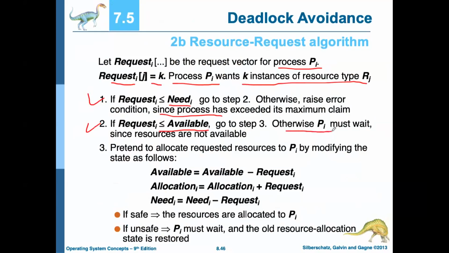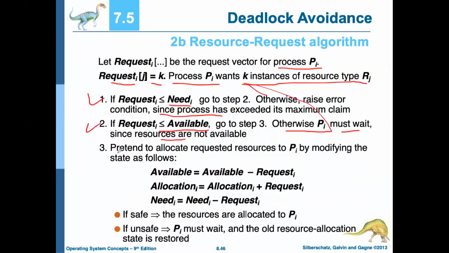Otherwise, Pi must wait. Is it Pj or Pi? It's Pi, because the i represents each process, so it doesn't matter, it's just the number of the process. That's the main thing: we need to go through each of the processes. Otherwise, Pi must wait, since the resources are not available.